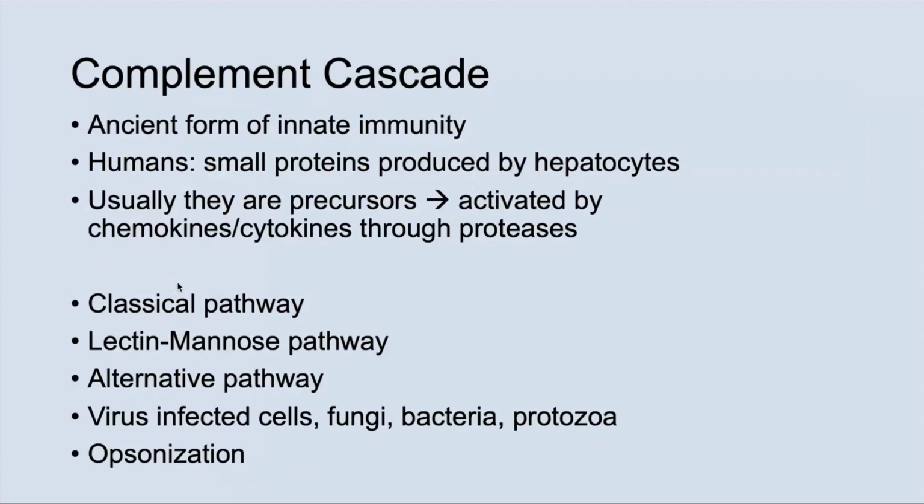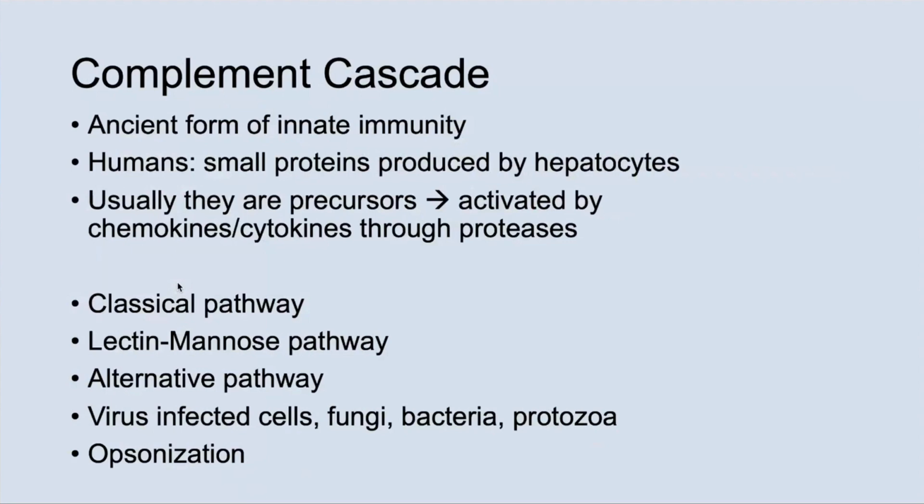So let's talk about the complement cascade. It's an ancient form of innate immunity, actually. You'll see this in invertebrates, lower vertebrates, and the like. In humans, there are small proteins that are produced by hepatocytes, right? They're usually precursors. The reason they're precursors is so they're not activated all the time, right?